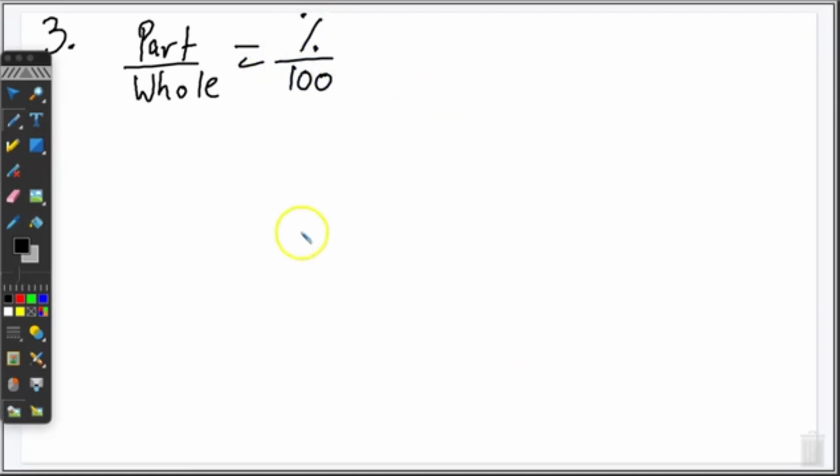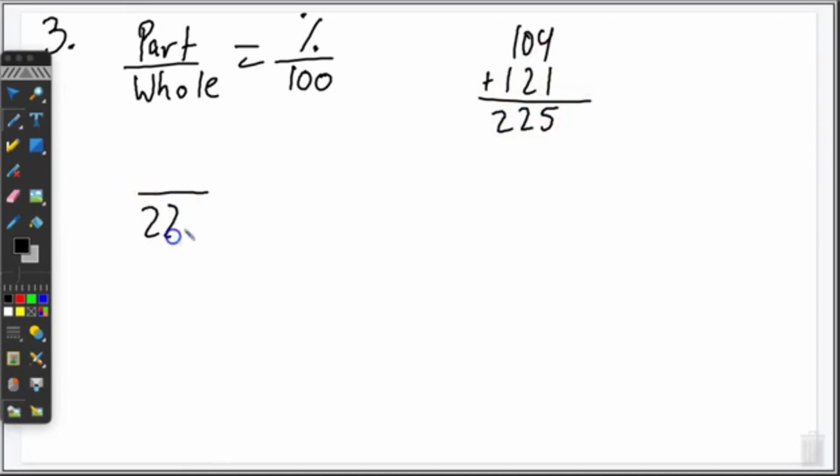So we have 104 males and 121 females participating in a marathon. So the whole would be the total amount of people participating in the marathon. So 104 plus 121 is 225. So my whole is going to be 225. And then it's asking about the participants that are female. So the part would be the amount of females, which is 121. That equals, we do not know the percent, so it's a question mark. Over 100, always, because the percent is always over 100.